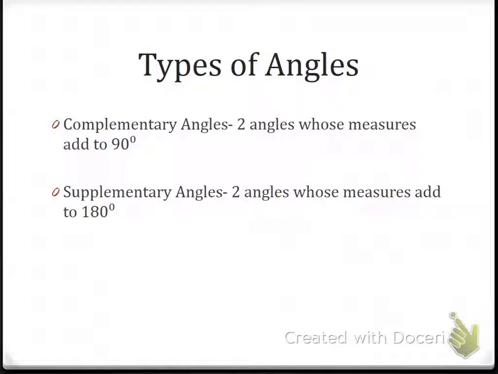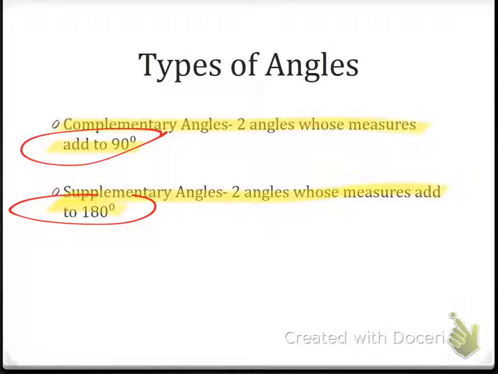Okay, so now let's classify types of angles, both complementary and supplementary. You need to write down these definitions. Complementary angles add up to 90 degrees. Supplementary angles add up to 180 degrees. These are two angles whose measures add up to 90 degrees.